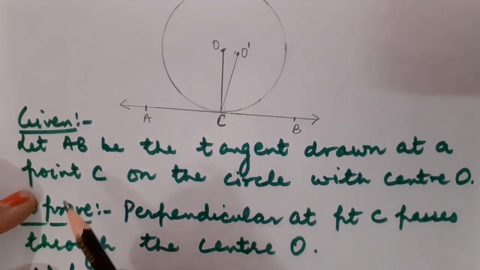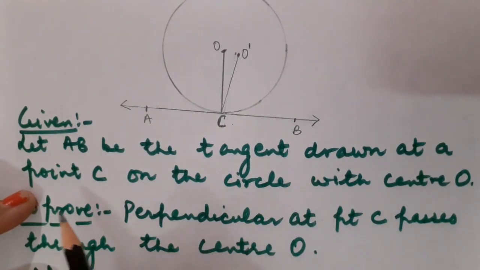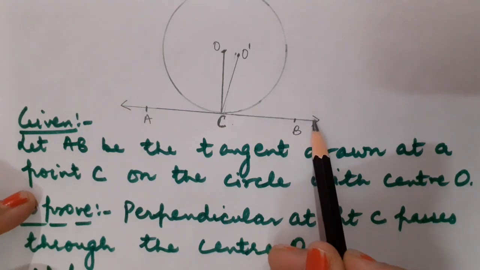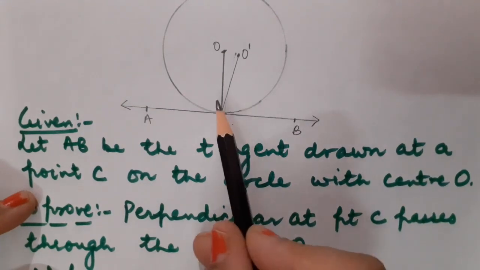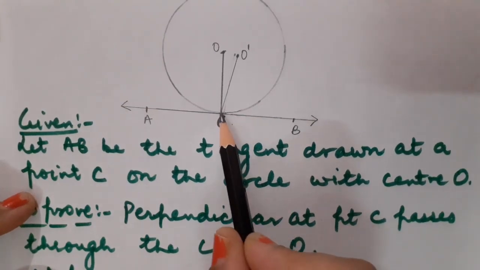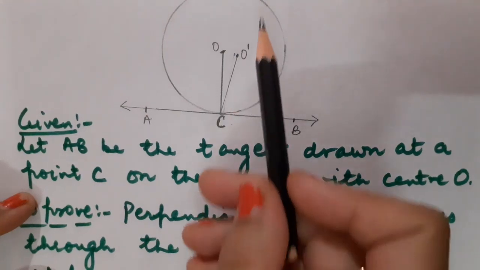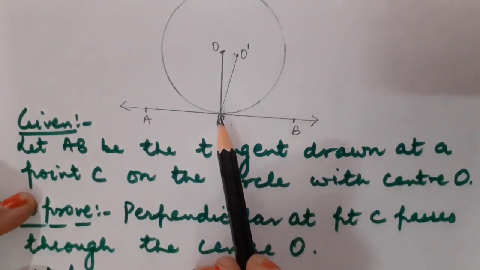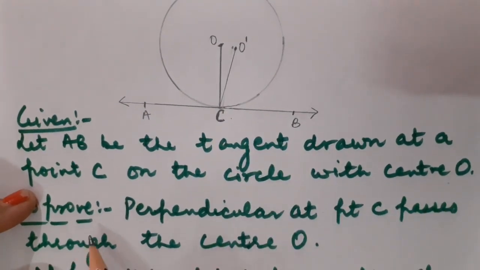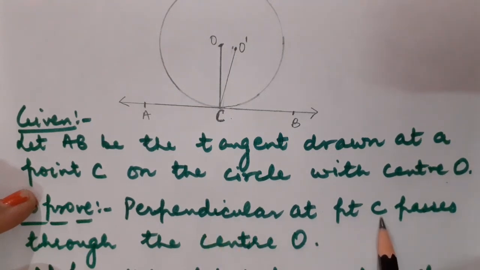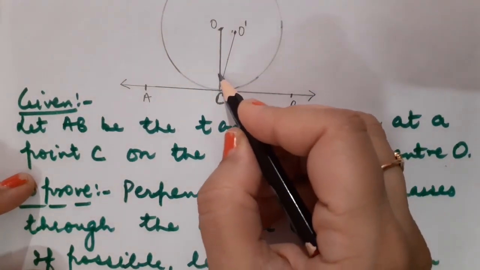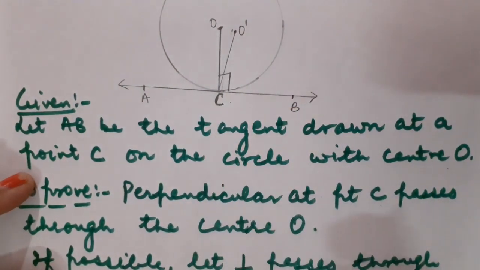What is given? Let AB be the tangent drawn at a point C on the circle with center O. Here you can see, children, that AB is that particular line which is the tangent to the circle, and C is the point of contact. Okay, C is basically that point where the circle and the line touch each other. And this is that circle whose center is O. Now what we have to prove? That the perpendicular at point C passes through the center. This I have to prove. That the perpendicular at point C always passes through the center point.